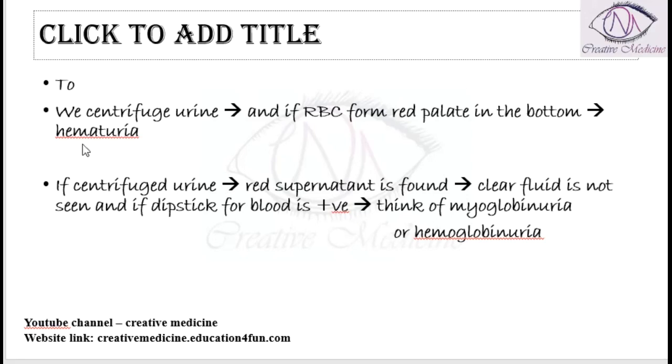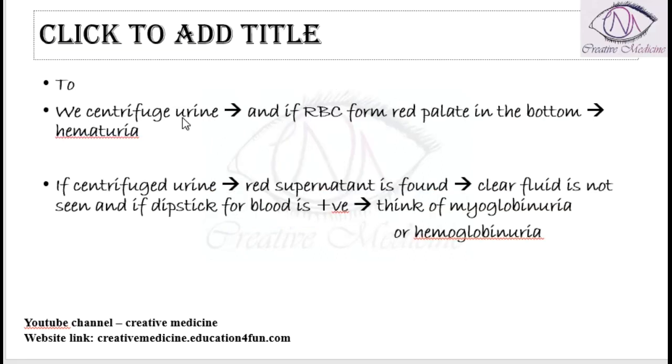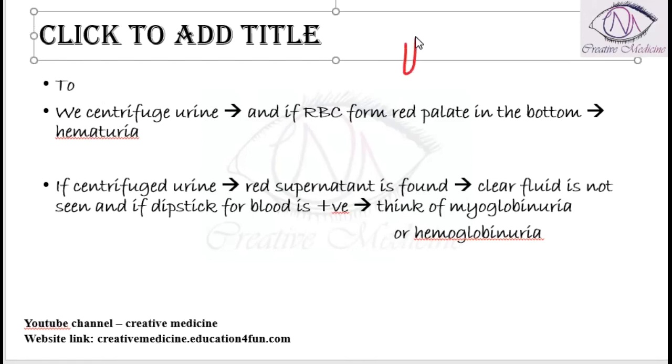Then, how are you going to differentiate this? A dipstick will give a false positive result for both myoglobinuria and hemoglobinuria. Now, how do you differentiate myoglobinuria and hemoglobinuria? For this, you should do centrifugation. First you should get the urine sample and then you should centrifuge it.